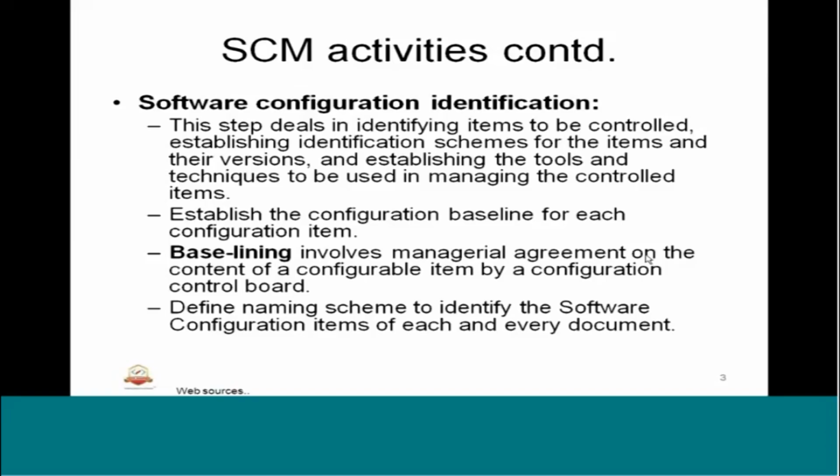Basically, software configuration identification deals in identifying the items to be controlled, establishing the identification schemes for the items and their versions, and establishing the tools and techniques to be used in managing the controlled items. Here we establish the configuration baseline for each of the configuration items. Baselining involves managerial agreement, as I said, on the content of the configuration item, and it is called a baseline item.